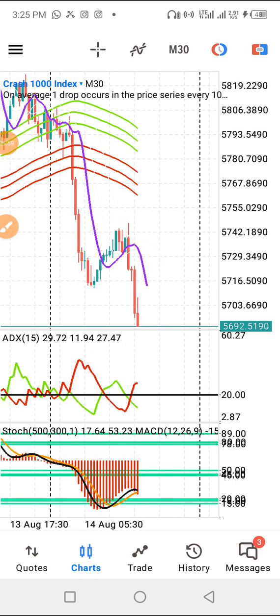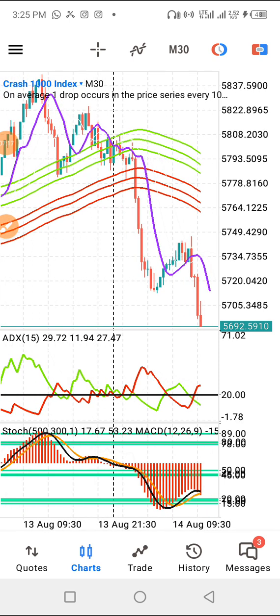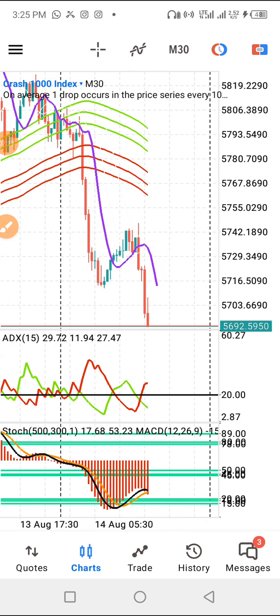You can see in this case now, the purple line has covered price towards the downside. The red line is already above level 20, while the green line is below. So in this case, you can open for sell to catch the spike.